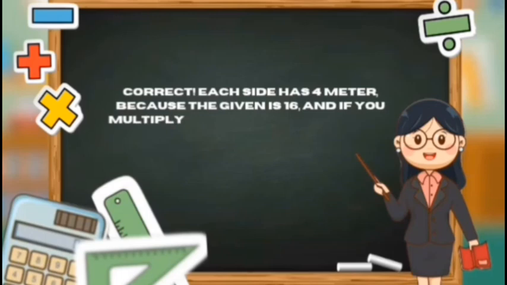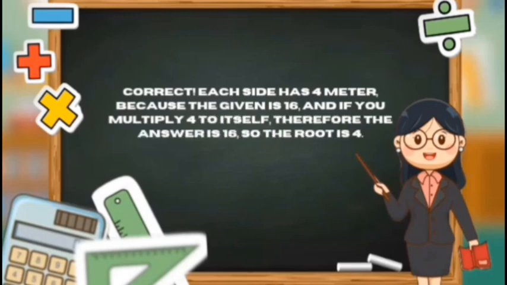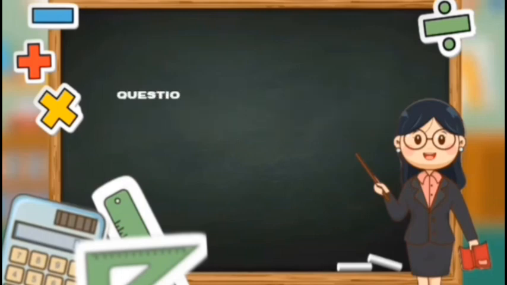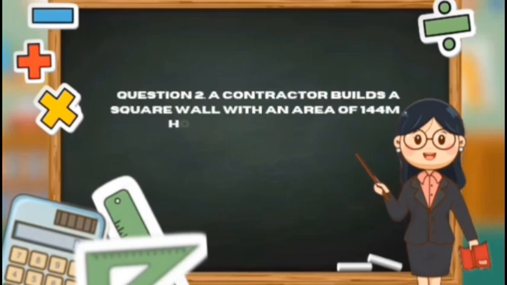Correct! Each side is 4 meters because the given is 16, and if you multiply 4 by itself, the answer is 16. So the root is 4. Question number 2. A contractor builds a square wall with an area of 144 square meters. How long is one side?